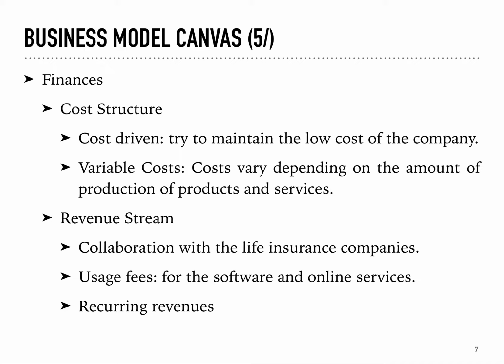And the second part is the revenue stream. Lapetus Solutions can obtain revenue by collaborating with the life insurance companies. Besides, they can also gain usage fees for the platforms and tools online. The company should be able to maintain a recurrent revenue because it is very likely that many of the customers will use their products for a long time, so they will come back and back.